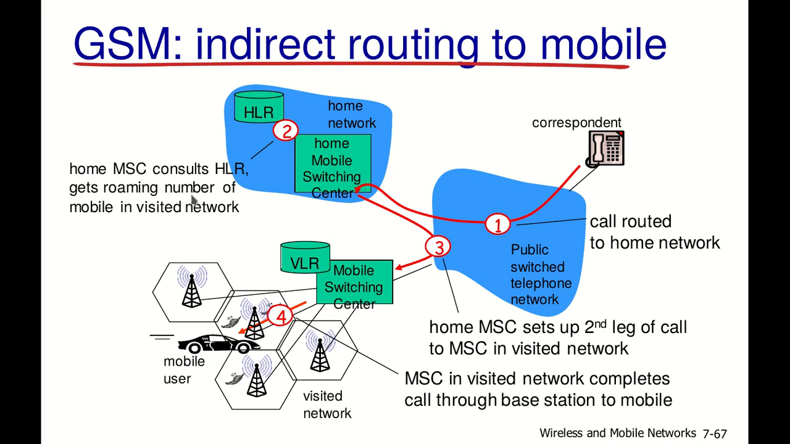Now let's say it is found out that the mobile user is located in the visited network. So the home MSC will set up a second leg of the call to the MSC in the visited network. Then the MSC in the visited network will complete the call through the base station to the mobile. There are actually more processes to find which base station the mobile user is attached to.